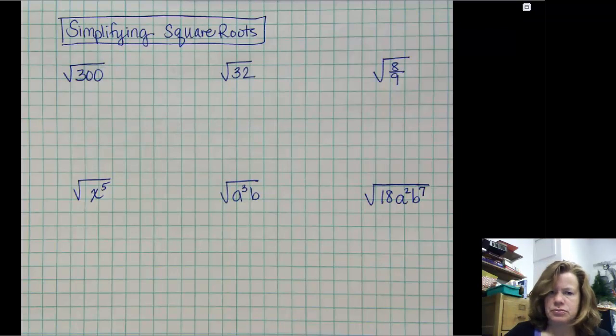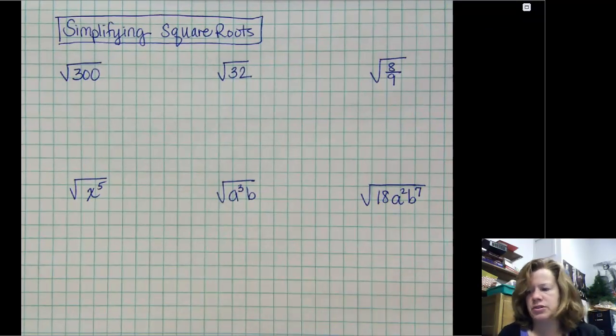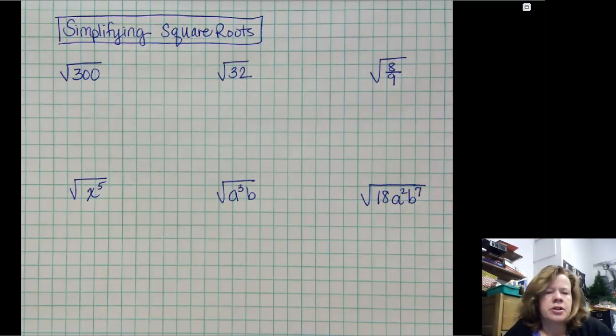So here we go. If you look at the 6 examples I've written down for you, these are probably things you're going to want to write down somewhere in a notebook. We need to simplify square roots. Now that means leaving them in simplified radical form. We don't just punch into our calculator and get a decimal. Decimals are approximations. Square roots are exact values because they're irrational numbers.